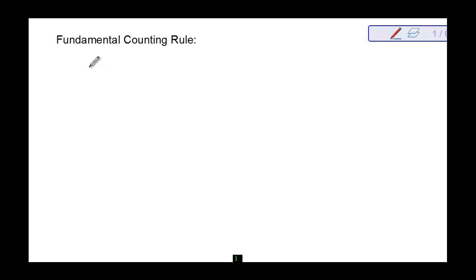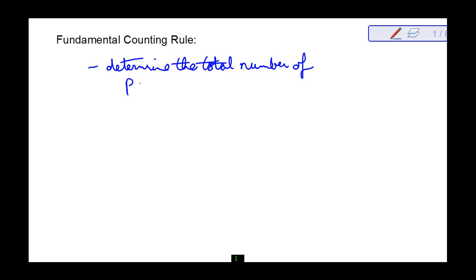In this video, we're going to discuss some probability rules, and the first rule is fundamental counting. What this rule is doing is it's going to be using the rules to determine the total number of possibilities in a sequence of events.